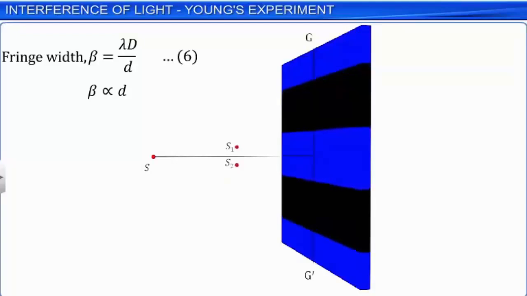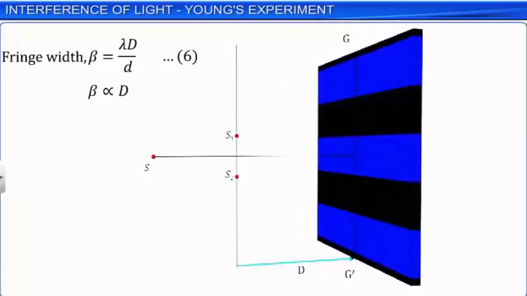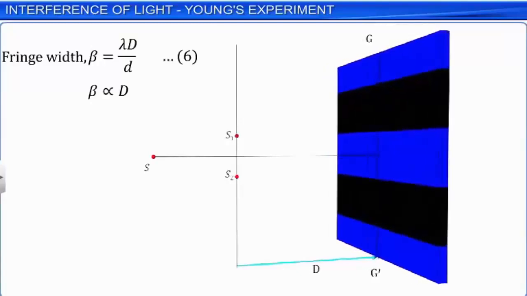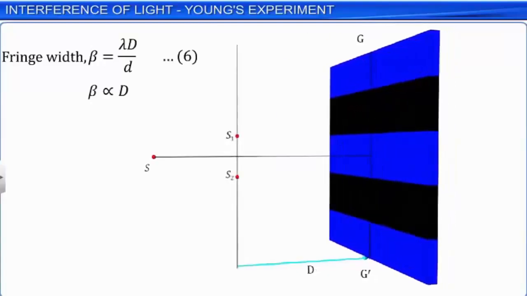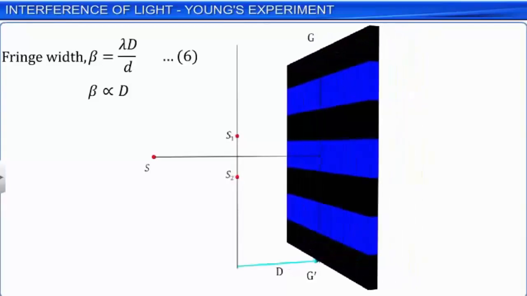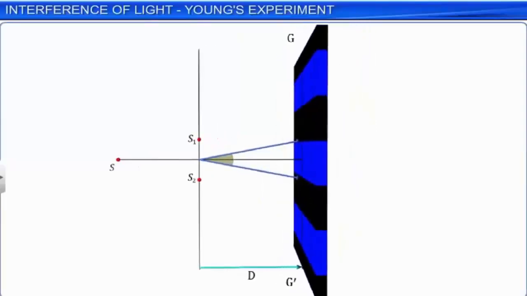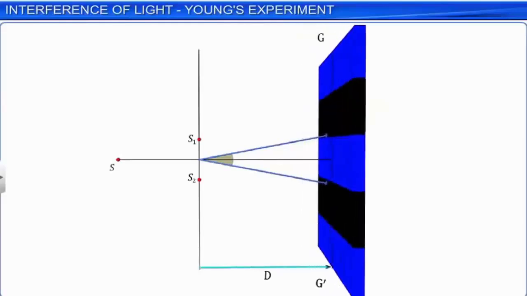One more factor that influences the fringe pattern is the distance D between the sources and the screen. Fringe width is directly proportional to D. The actual separation between the fringes increases with the increase in distance of the screen from the two sources. Note that the angular separation of the fringes remains constant as the value of D changes.